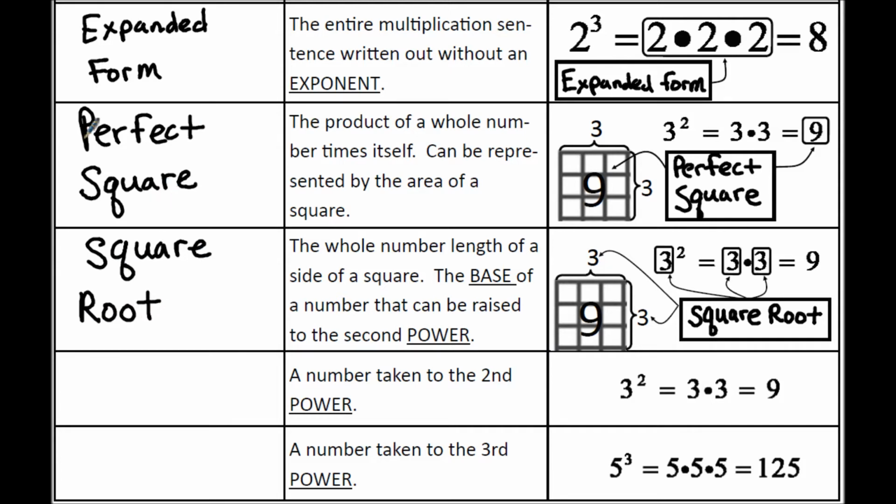Now, if we look back at the perfect square, you can find any perfect square by taking a number and squaring it, and that will give me a perfect square. So if I took that 5 and squared it, I could say 5 times 5 is 25, and 25 is a perfect square.